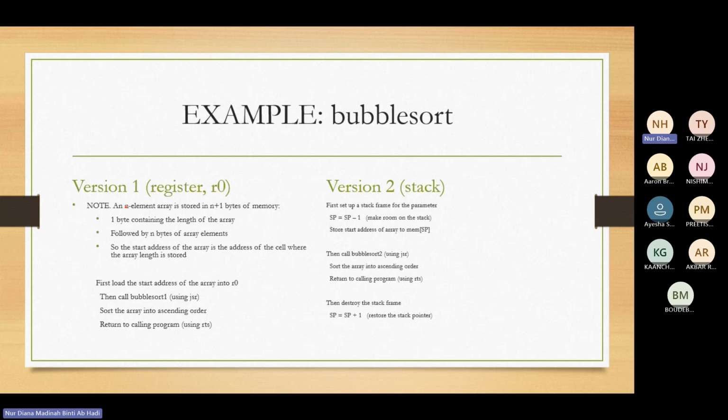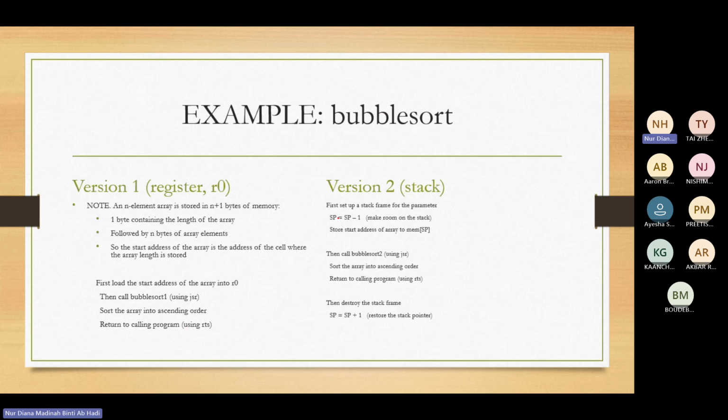So take note for version 1 when you are using register. Okay, so an n element array is stored in n plus 1 bytes of your memory. So 1 byte containing the length of the array, followed by n bytes, which are your array elements. So the start address of your array is the address of the cell where the array length is stored. So first load the address of your array into R0, then call bubble sort 1 using JSR. Sort the array into ascending order and return to the calling program using RTS.